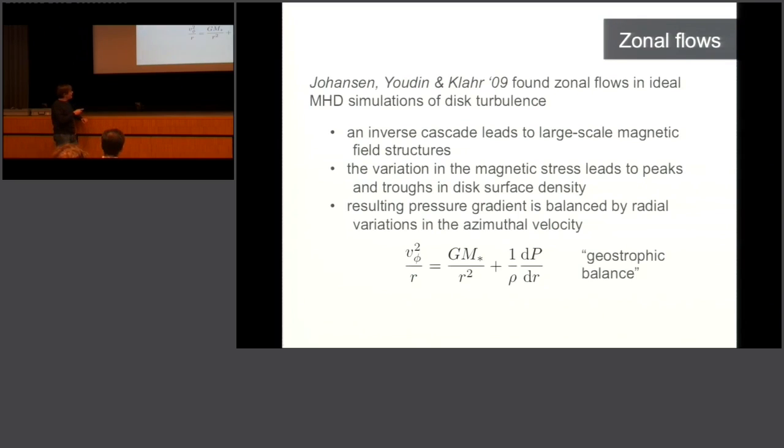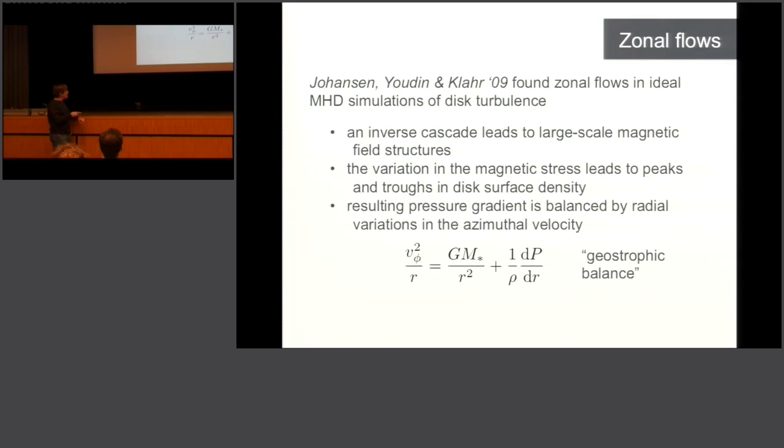And that variation in the magnetic stress, they found, led to peaks and troughs in the disk surface density appearing, but in such a way that those peaks and troughs, which obviously would create a pressure gradient in the disk, the forces from that pressure gradient were balanced by variations in the azimuthal velocity of the flow in their simulated disks. Okay? So what happened then was that you didn't create, if you like, an instantaneously pressure unbalanced system that, of course, would produce waves and things like that, but rather a system that is in rotational hydrostatic equilibrium, but where you have peaks of density balanced by variations in the azimuthal velocity.